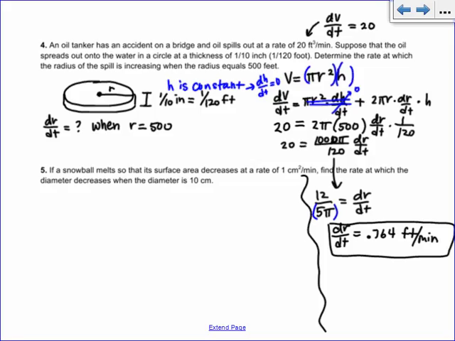All right, next up, number 5. A snowball. Oh, it seems appropriate. We just had our first snow. Sadly. If a snowball melts so that its surface area decreases at a rate of 1 centimeter squared per minute, find the rate at which the diameter decreases when the diameter is 10.